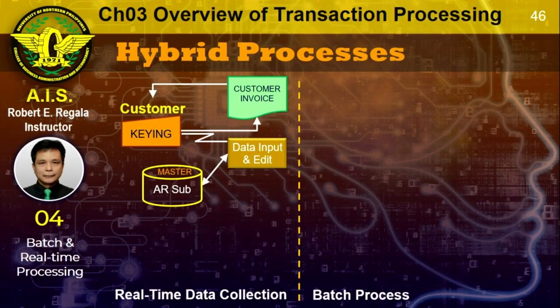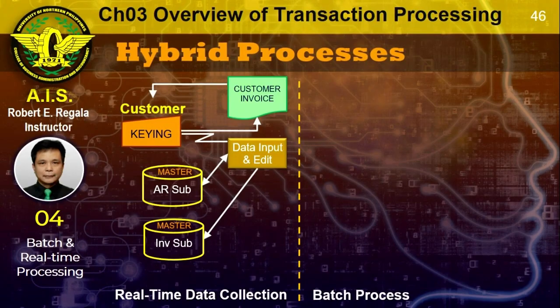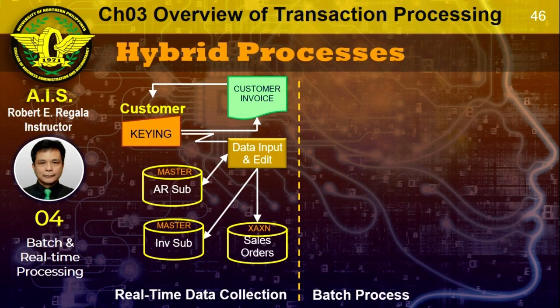Next, the system updates the quantity on hand field in the inventory record or the inventory subsidiary file to reflect the reduction in inventory because of the sale. This provides up-to-date information to other clerks as to inventory availability. And last, a record of the sale is then added to the sales order file, the transaction file, which is processed in batch mode at the end of the business day.